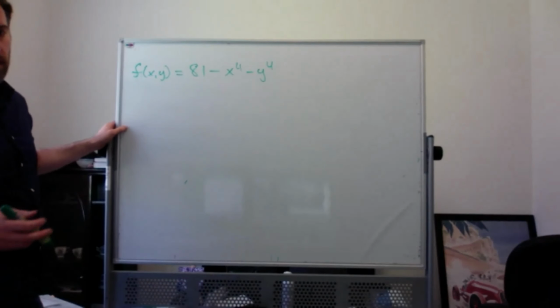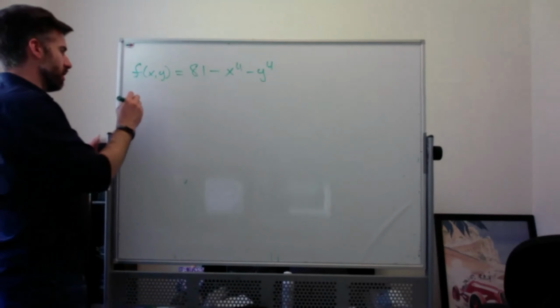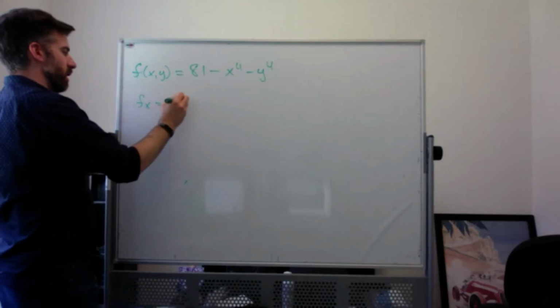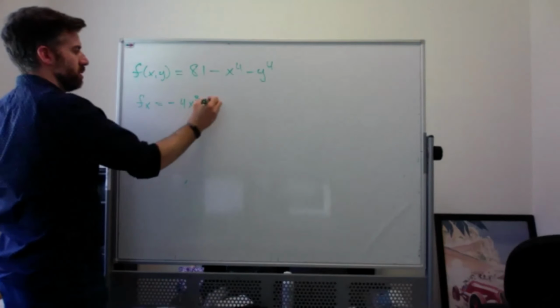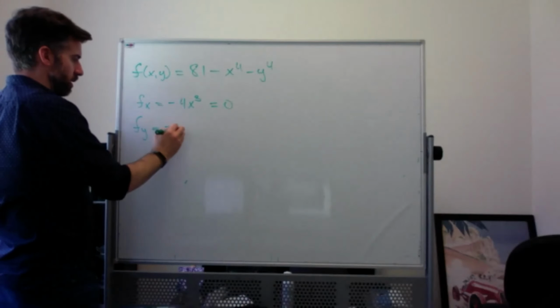So let's say I have the function f of x, y equal to, let's make it interesting, 81 minus x to the 4th minus y to the 4th. And if I just go about this using the tool we just talked about, I'm actually not going to get what I need. So let's take a look here. Fx is negative 4x cubed. I set that equal to 0. Fy is similar, negative 4y cubed.